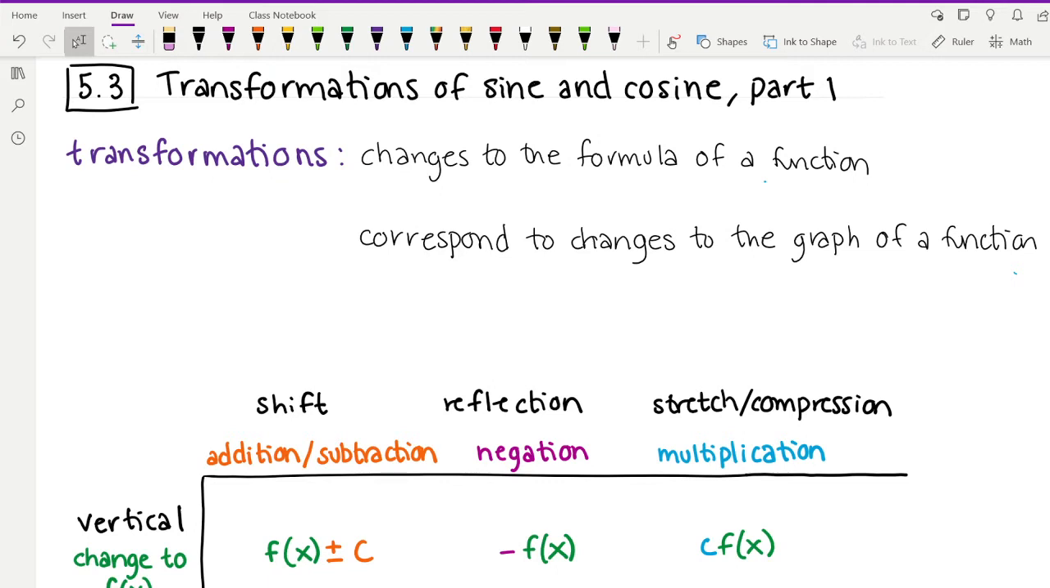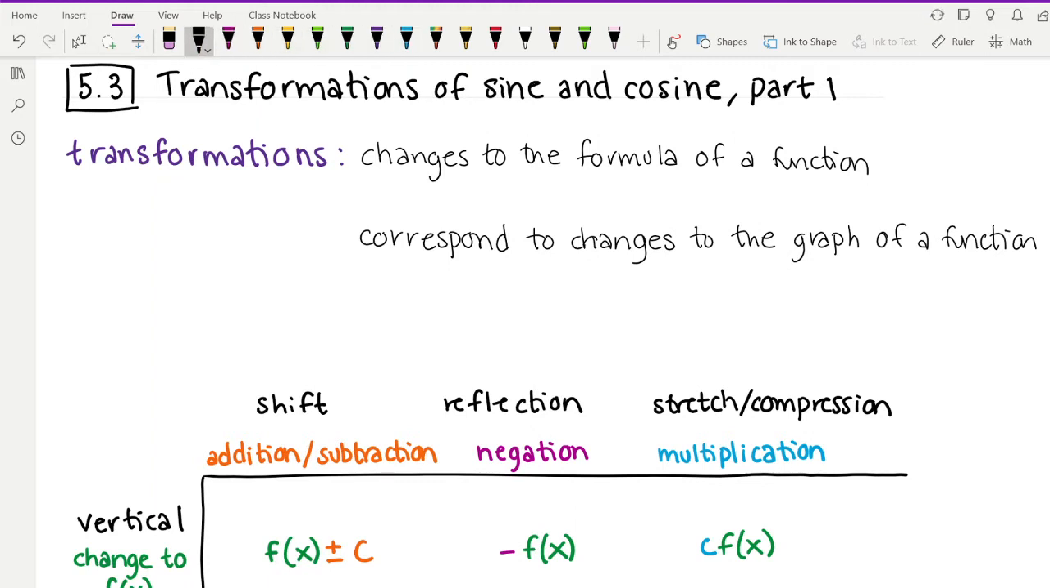Okay, so what are transformations? The general idea that I like to say to describe transformations is that you're looking at changes in the formula of a function and seeing what those look like in the graph of the function. So what is the connection between making changes to the formula of a function and how those actually look in the graph of the function? So here I wrote down, transformations are changes to the formula of a function that correspond to changes to the graph of the function.